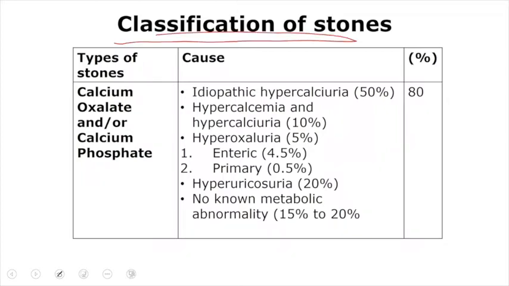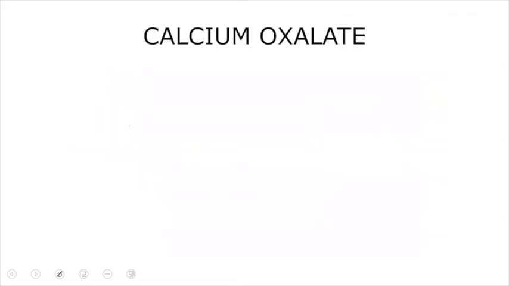So this is the same classification that we see in the Robbins, and as I've already said, the most common type of stone is the calcium oxalate stone, which is usually 80%, also known as or along with the calcium phosphate stone. I'll be telling why I'm discussing both of these together. So let me discuss calcium oxalate stone.